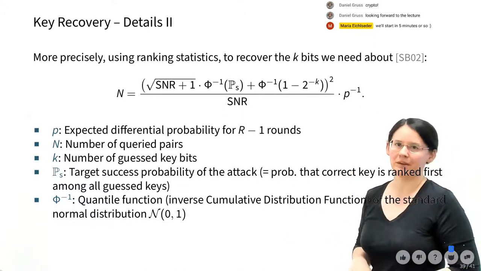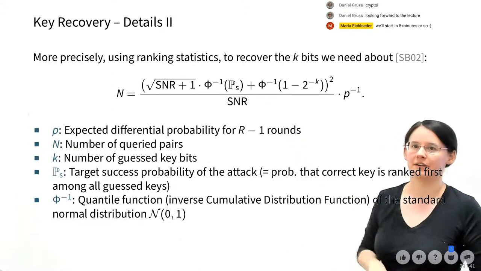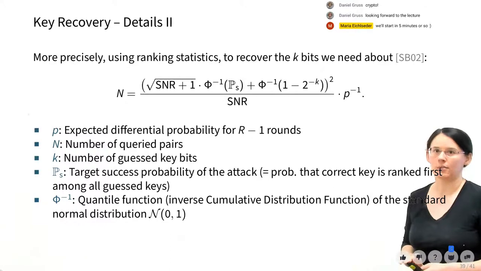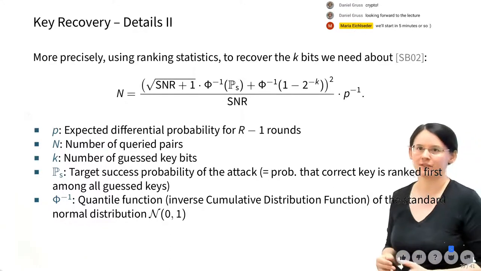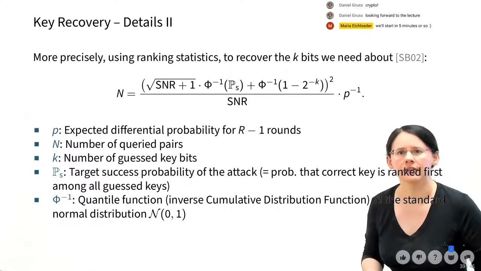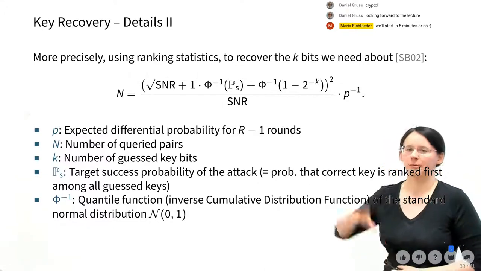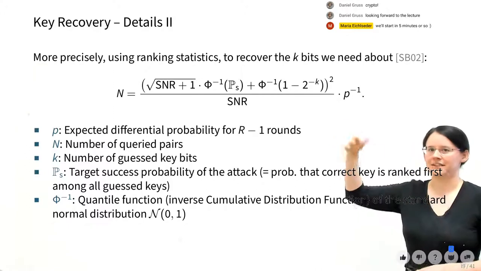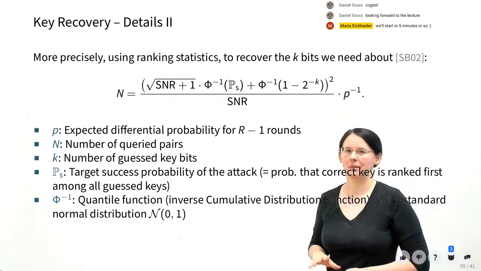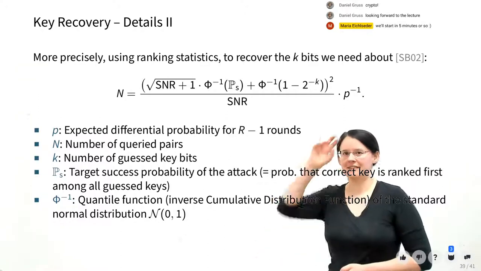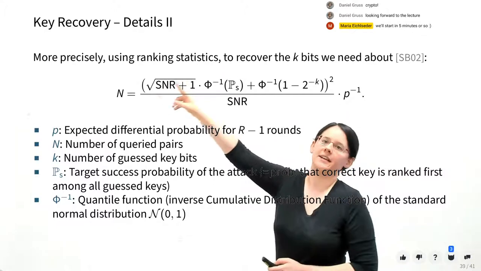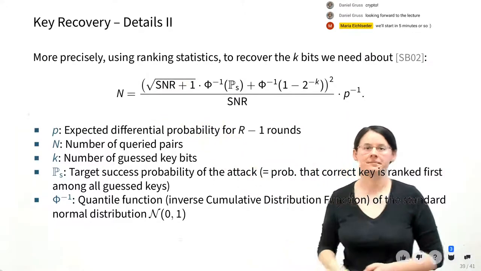Explaining it is a bit more complicated. So this phi function here is a function of the standard normal distribution, namely the quantile function. And I think all the other notation should be clear here. So you're probably not going to need this, but this is just as a summary. Please don't learn it by heart. Just remember that the data complexity is essentially controlled by the probability. And all the other things just add a small factor in front.